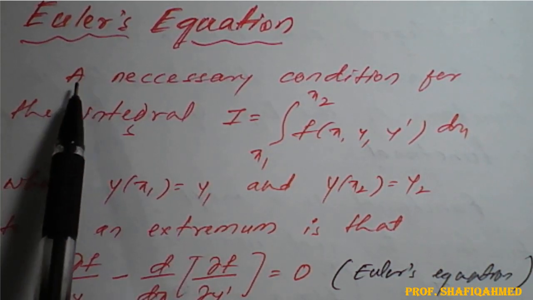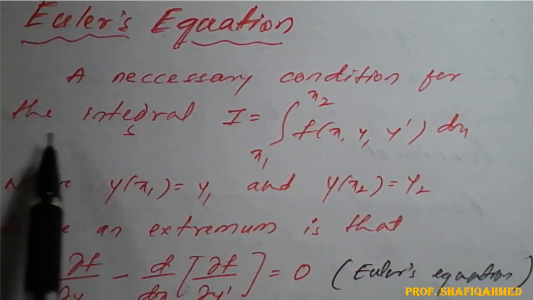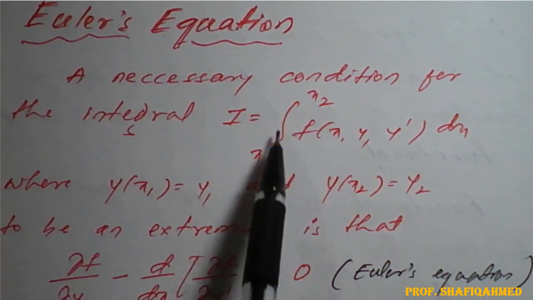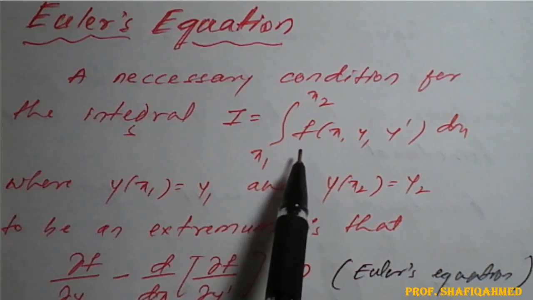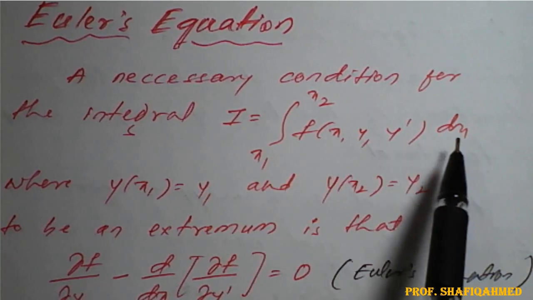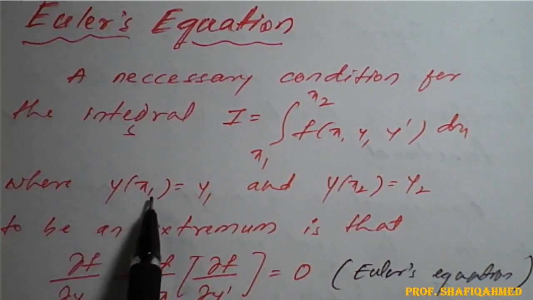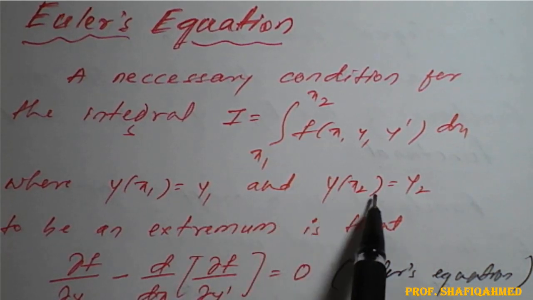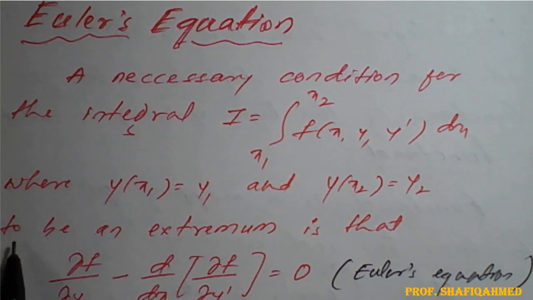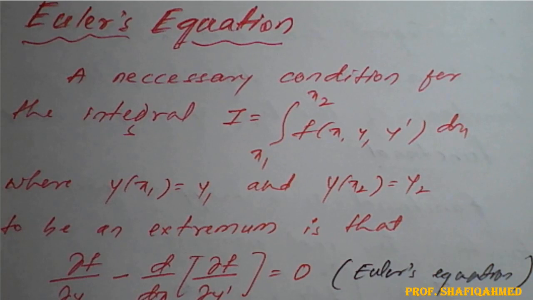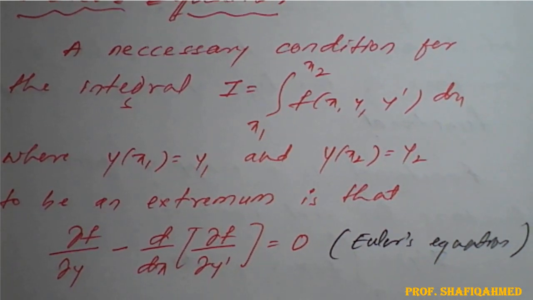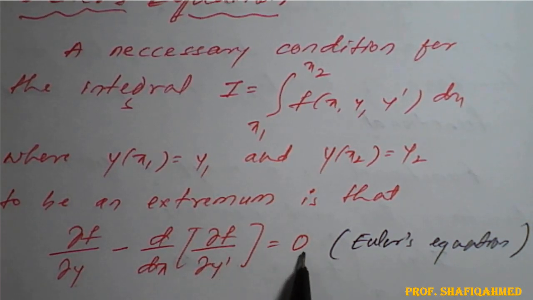A statement: a necessary condition for the integral I equal to the integration from x1 to x2 of f of x, y, y dash dx, where y of x1 is equal to y1 and y of x2 is equal to y2, to be an extremum is that dou f by dou y minus d by dx of dou f by dou y dash equals 0.